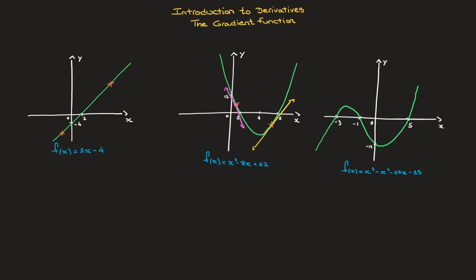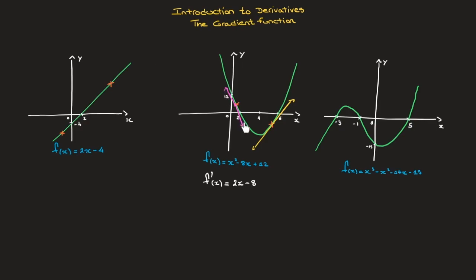This function's derivative function would be written f dash or f prime of x, and it's equal to 2x minus 8. This function is known as the derivative function or derivative of the function that we started with. And the process of going from f of x to f dash of x is known as differentiation. But so how does this work?